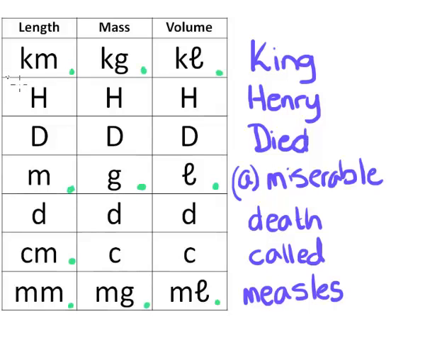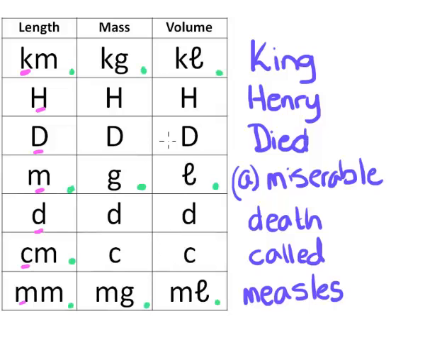So now if you go and take the first letters that we've got in all of these, or the only letter, then they correspond to the first letter of all these words. Now for mass and for volume, instead of saying miserable, for this one over here we're going to say a gross death, and for this one we're going to say a lousy death. Okay, so King Henry died a gross death called measles, or King Henry died a lousy death called measles. So it's quite an easy rhyme for you to remember exactly what your conversions are.